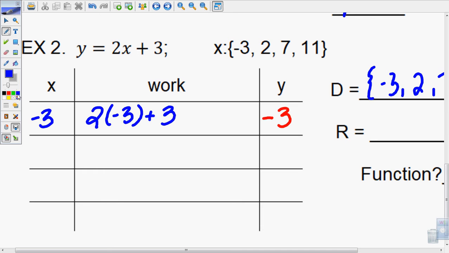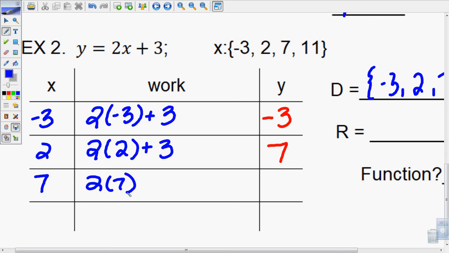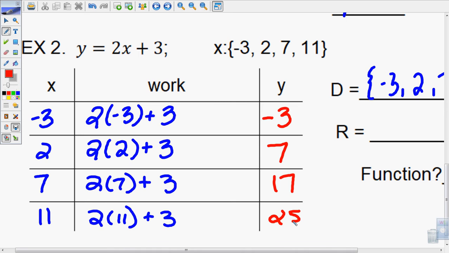Okay, my next input is 2. So I'm going to input 2. And so my output's going to be 7. All right, my next input is 7. I'm going to do the work. And my output's going to be 17. Perfect. And then my last input is 11. And my output's going to be 25. Perfect. So for this given set, my range is -3, 7, 17, and 25.